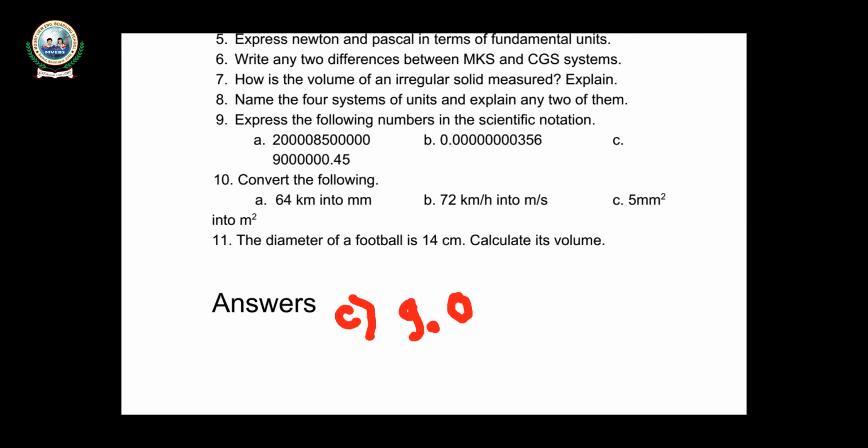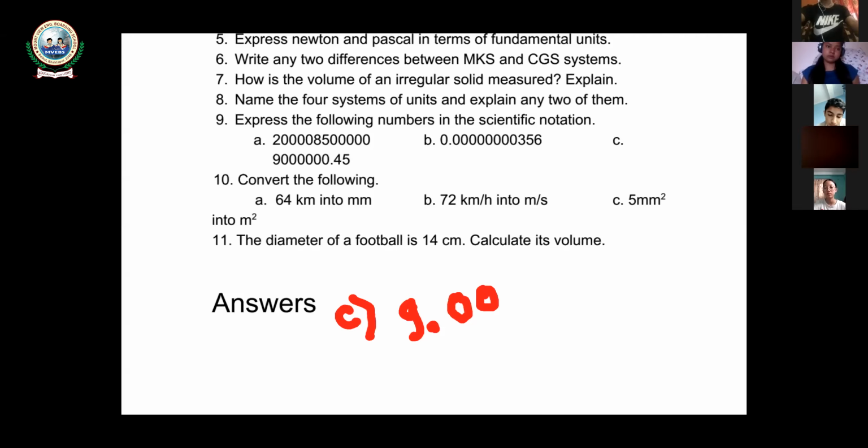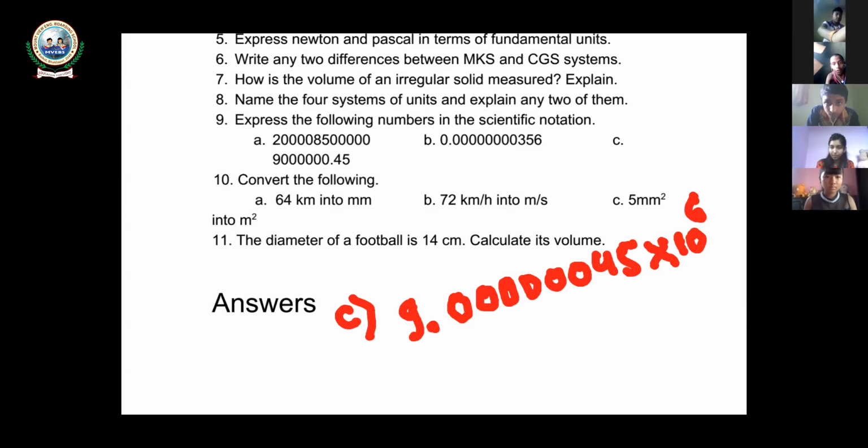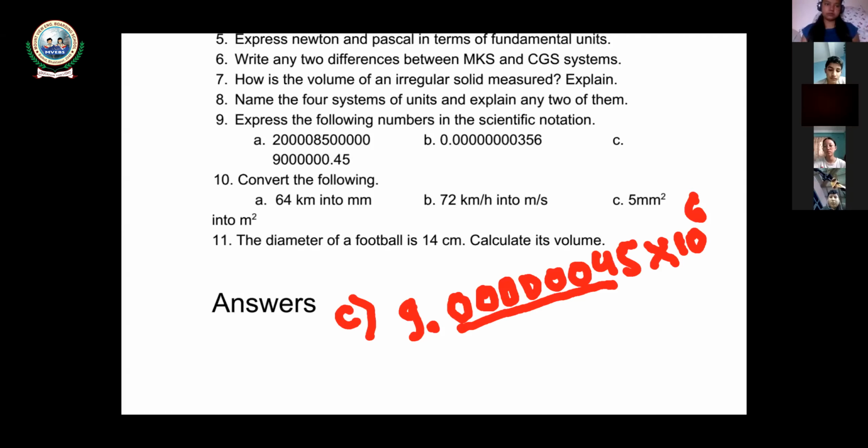It is also the last number, we are shifting the decimal to the left side, after 4 there. So it will be 9, how many 0? Obviously 6. 2, 3, 4, 5, 6, then 4, 5, into 10 to the power 6, like that. But writing in such a way is also not convenient. We use scientific notation to take less space and to express the number in an easy way.